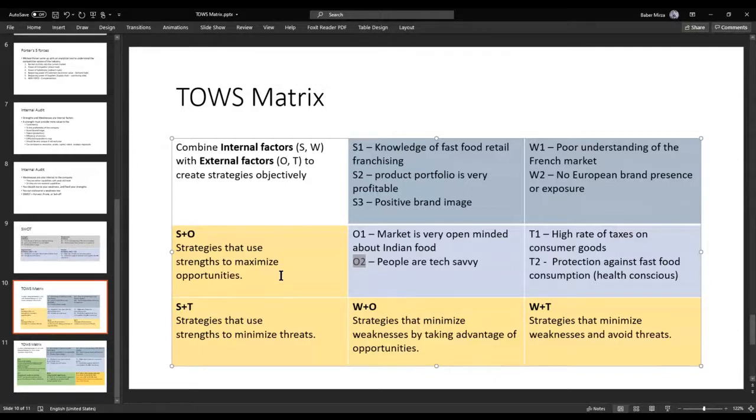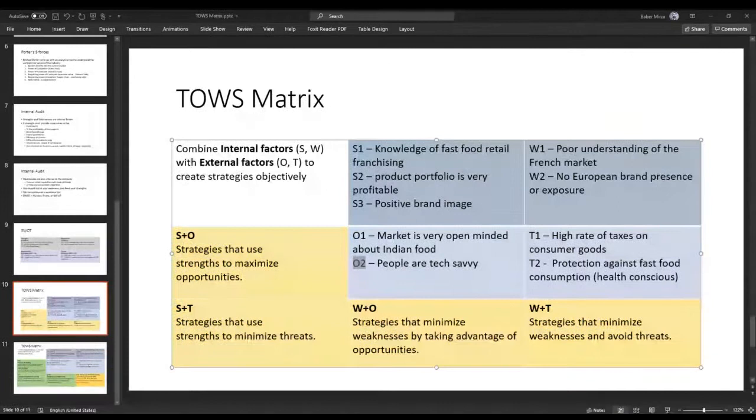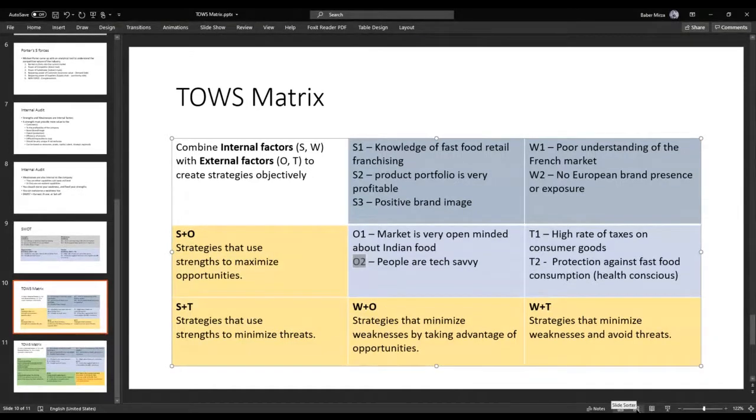strategic options. So what we try to do is combine internal factors, which are our strengths and weaknesses, which we have already enumerated. We found 3 strengths for our brand and 2 weaknesses. And from the PESTEL analysis and Porter's 5 Forces, we enumerated our opportunities and threats. Then we add 4 more boxes on the side.